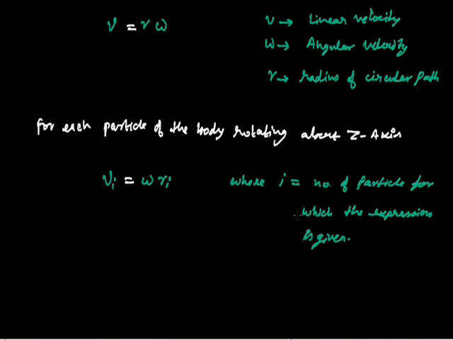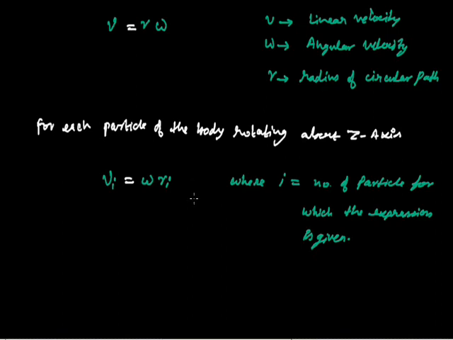For example, we can say the 10th particle of that rotating body, for that v10 equals omega r10. Similarly, for the 15th particle, v15 equals omega r15. So we are just assigning the linear velocity, angular velocity, and the radius of the circular path of the relevant particle.